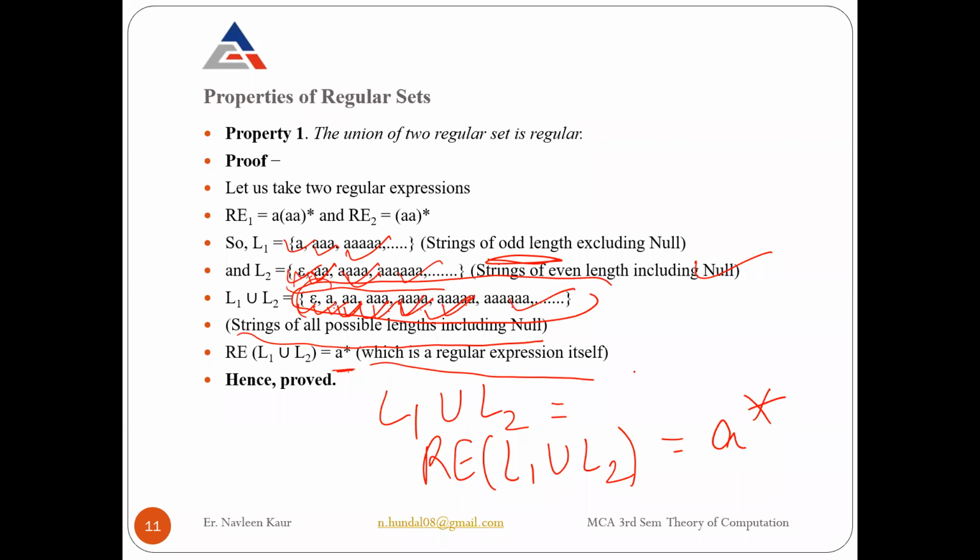And it is also a regular expression. It means if you have two regular expressions and you do the union of it, the language generated, and you got again the regular expression out of it, that is again a regular expression in itself. So two regular expressions, when you calculate the union, the third thing that you get is also a regular expression. So this thing has proved it.